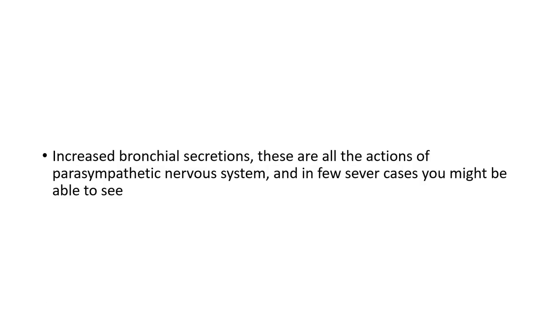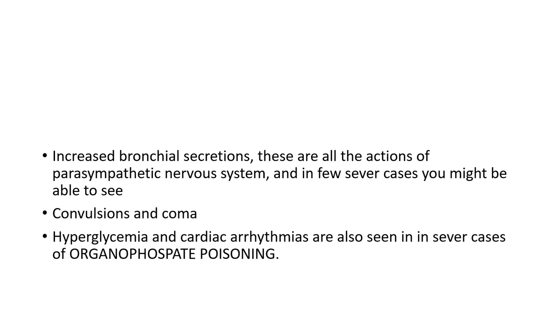In severe cases of organophosphate poisoning, the patient will also have bronchospasm and increased bronchial secretion. These are all actions of the parasympathetic nervous system. In a few severe cases you might see convulsions and coma. Hypoglycemia and cardiac arrhythmias are also seen in severe cases.